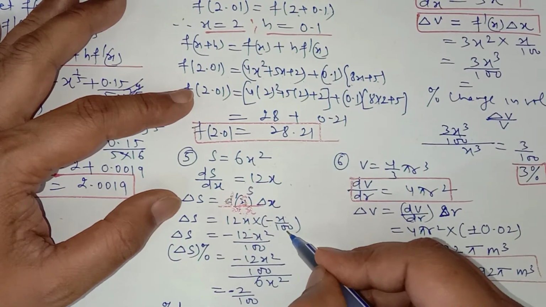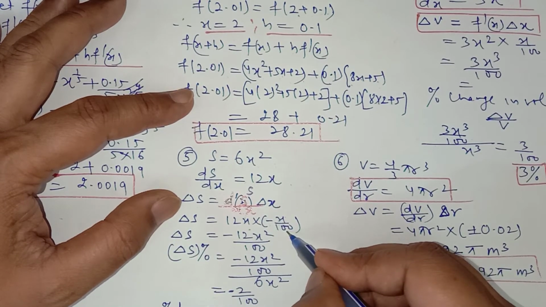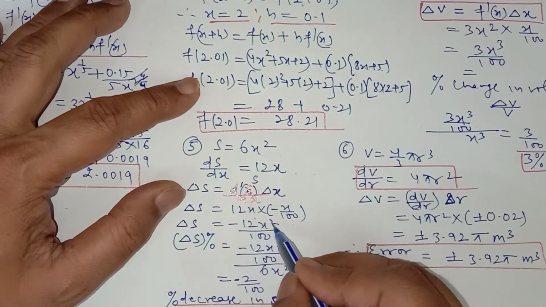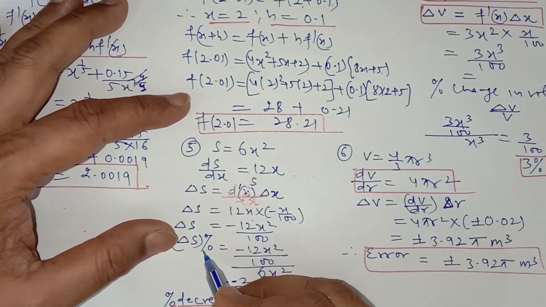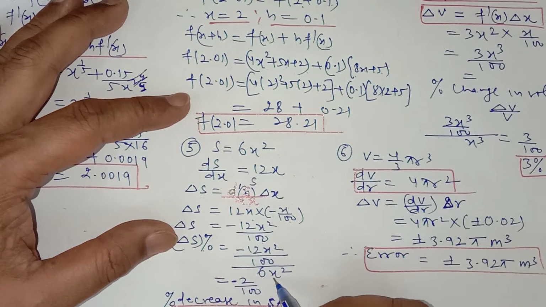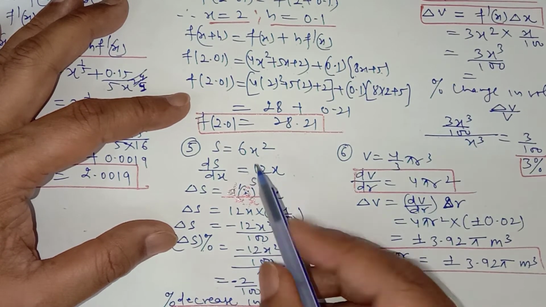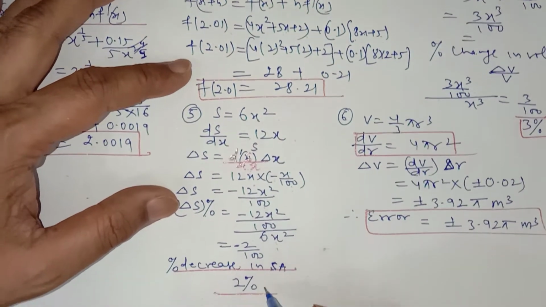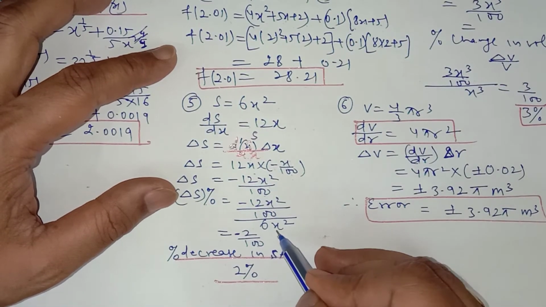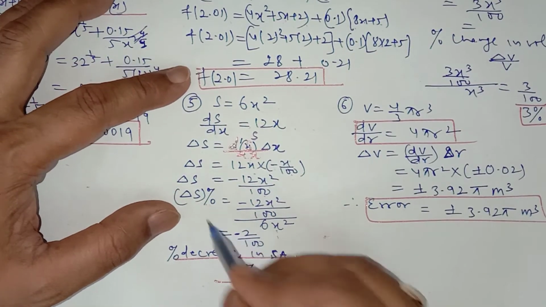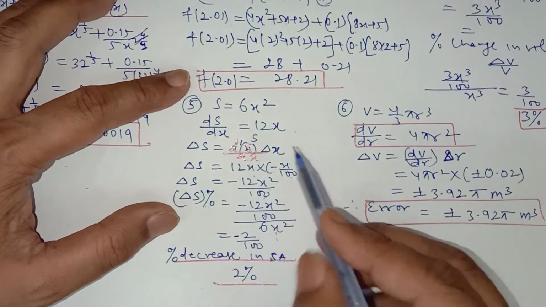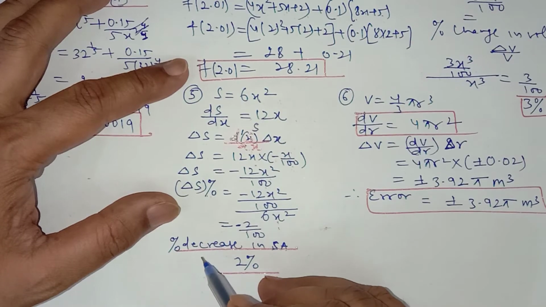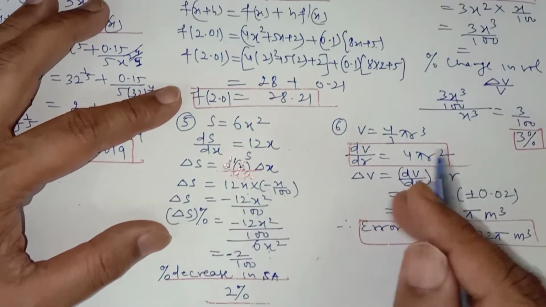It is given that it is decreased by x%, so delta x is minus x upon 100. So it will be equal to minus 12x square upon 100, and the percentage change you have to find. So change upon original. Original is this, change is this. So it is minus 2 upon 100, which means the decrease in the surface area will be 2. Change upon original will give the percentage change in the surface area, which is coming out to be negative. When the side is decreased by x%, then the decrease in the surface area will be 2%.